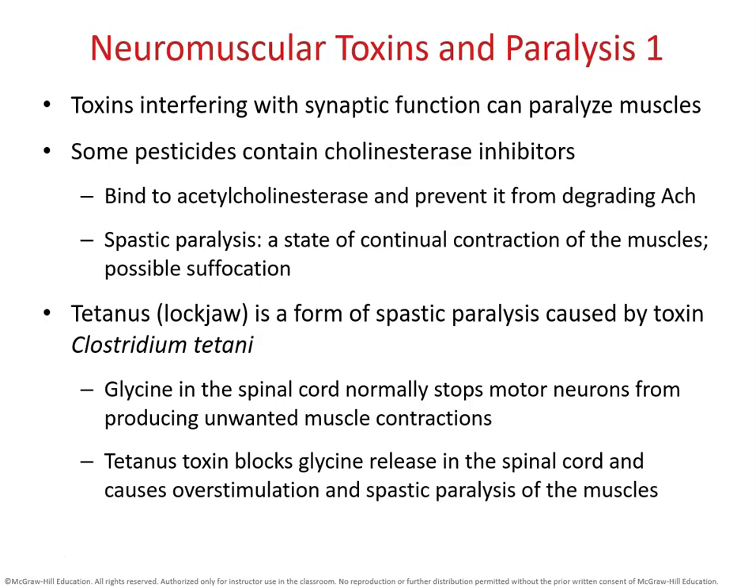We have some toxins that can interfere with the way that the nerves send signals to the muscles. Things that inhibit cholinesterase bind to acetylcholinesterase. This is an enzyme. Remember, enzymes end with ASE. And this prevents acetylcholine from being degraded. So this results in a type of paralysis.